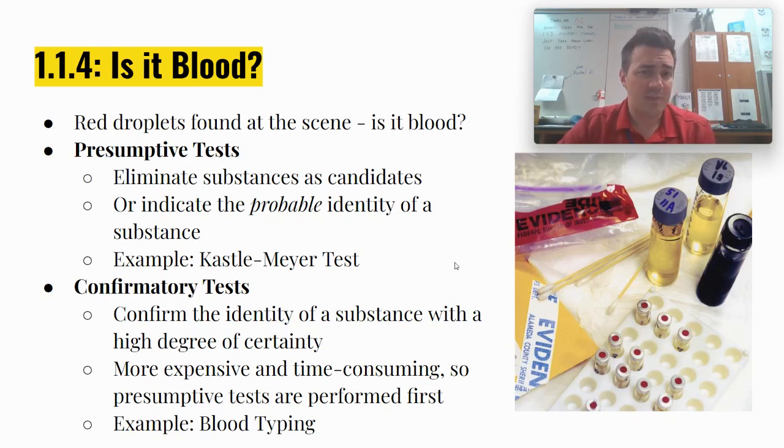So if we get a negative test for that, that eliminates it. We go, okay, it's definitely not blood. If we get a positive test, it probably is blood, and we can hopefully learn more about it using confirmatory tests. So make sure you know the difference between a presumptive test and a confirmatory test. When would be an appropriate time to do a presumptive test? When would be an appropriate time to do a confirmatory test?